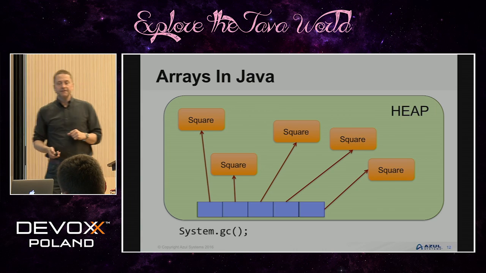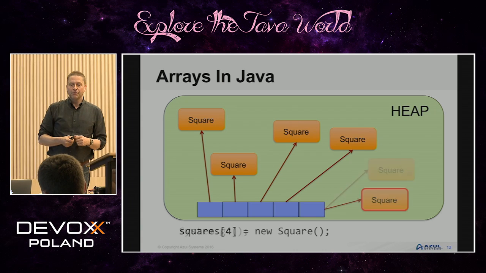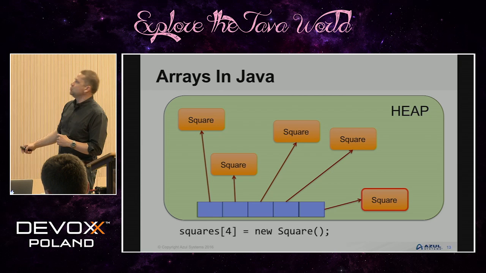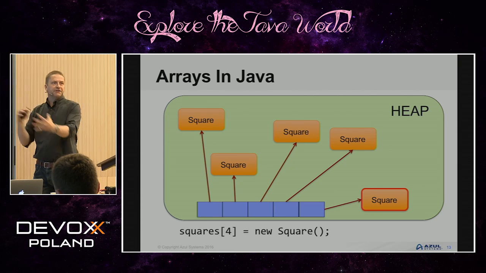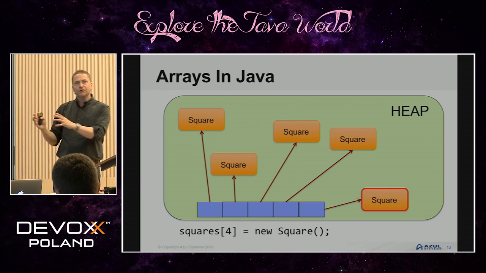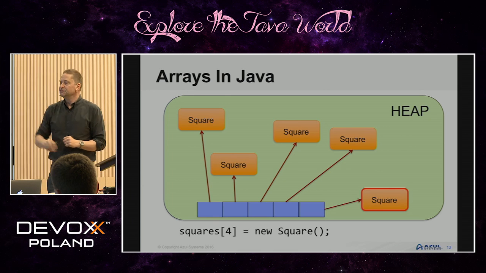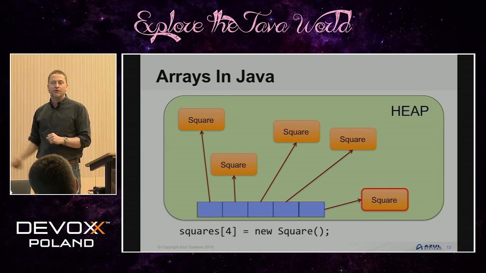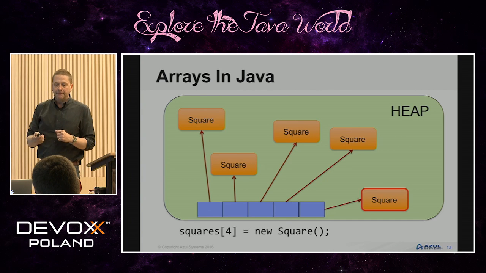But it gets more complicated than that. Because, of course, I can come along and I can say, well, actually, I'm going to change one of those references. I need a different square. So I'm going to store a different reference to that square in my array. So then that's definitely somewhere else in the heap. And it gets more complicated than that.